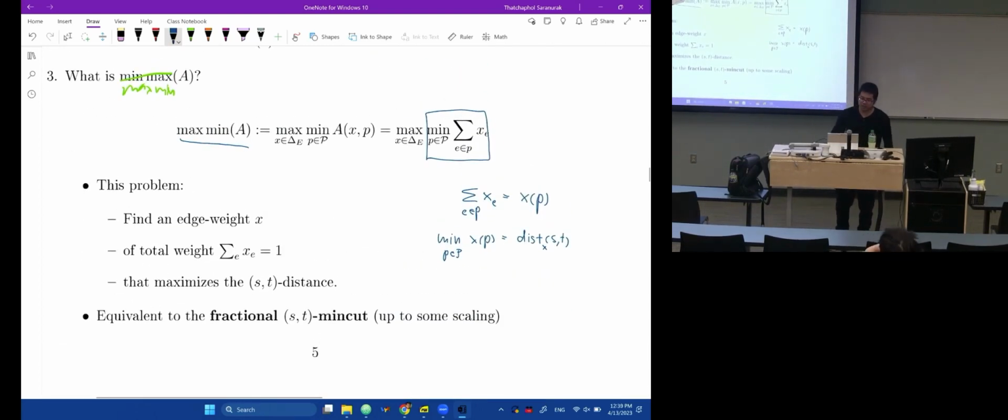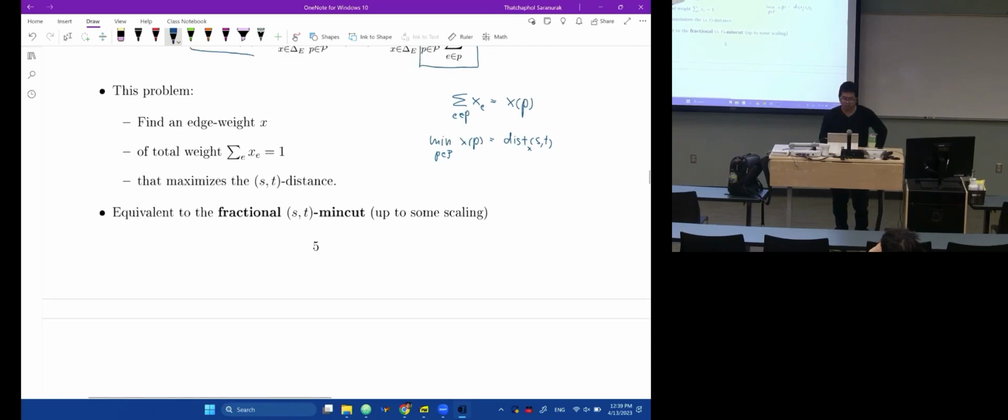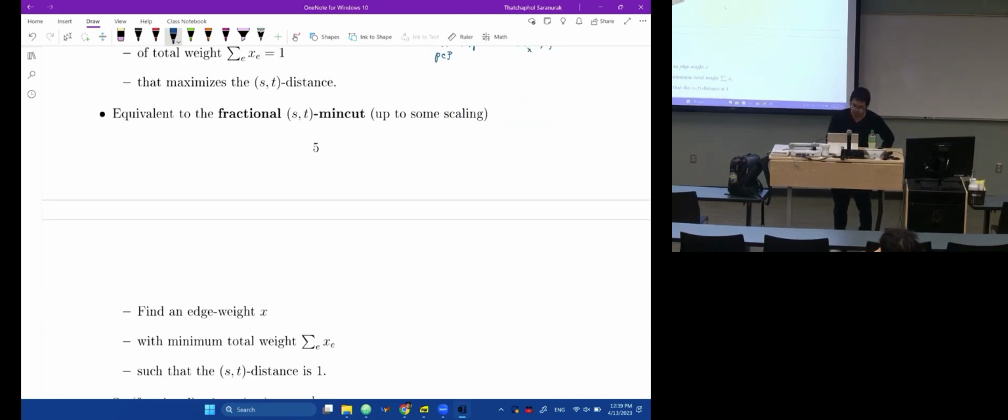And now I claim that this is just the same again with the fractional version of min cut. Because why? In the fractional version of min cut, you also want to find edge weights such that the ST distance is 1, and we want to minimize the total weight. That's the fractional version of min cut.